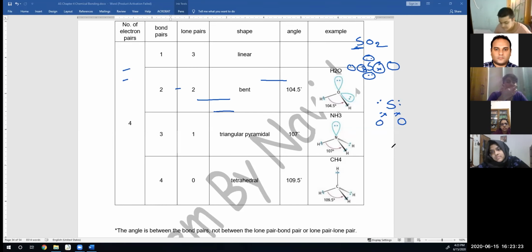So if you have 2 lone pairs and 2 bond pairs, lone pair-lone pair repulsion is going to be greater than lone pair-bond pair repulsion. A will be greater than B. And lone pair-bond pair repulsion will be greater than bond pair-bond pair repulsion, which is C.